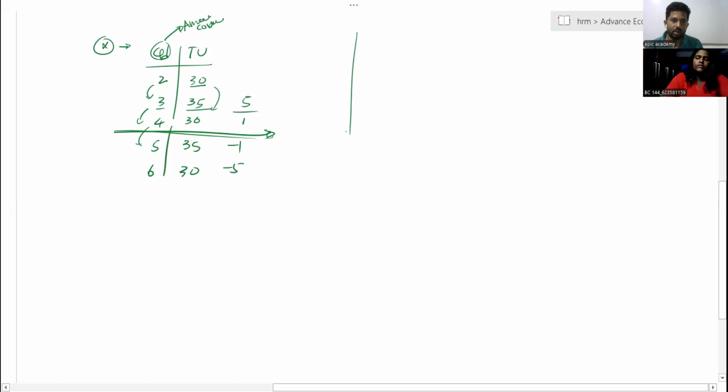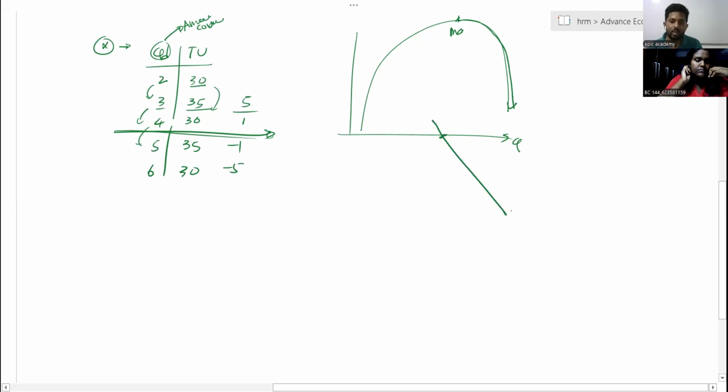As an example, this is the amount of consumption and this is the satisfaction. After reaching this point, your satisfaction can be reduced. That means at the maximum point of total utility, marginal utility becomes 0. After that, it becomes negative values.